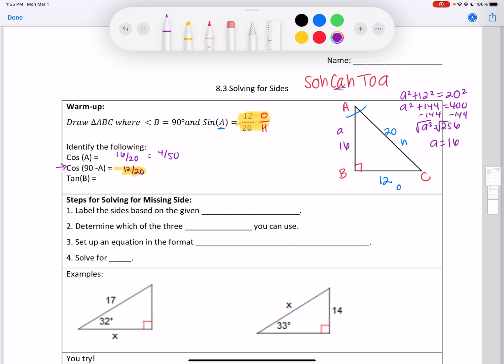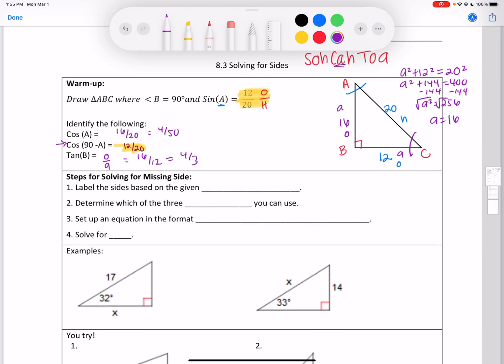Okay, tangent of B is opposite over adjacent. So looking now at B, AB is my opposite and BC is my adjacent. So that's going to be 16 over 12. And tangent is actually the only trig ratio where you can get a ratio bigger than 1 because you're not necessarily putting it over the biggest value of the hypotenuse.